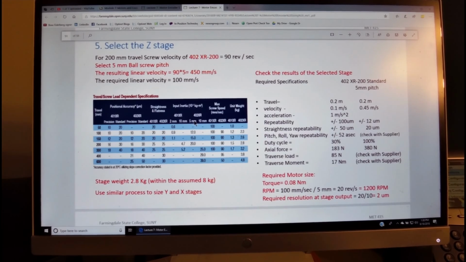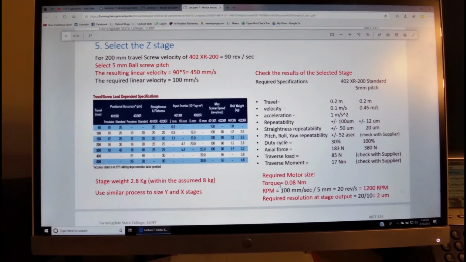We have two options, 5 millimeters or 10 millimeters. Once we choose this size, and we know what is the maximum revolution per second that the stage could provide, we know with the pitch what is the velocity that we can provide, and we can check it with the requirements, and it also gives us, multiplying that times 60, the RPM that the motor has to provide.